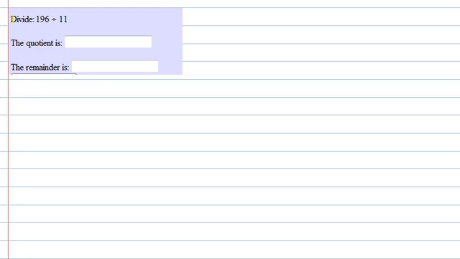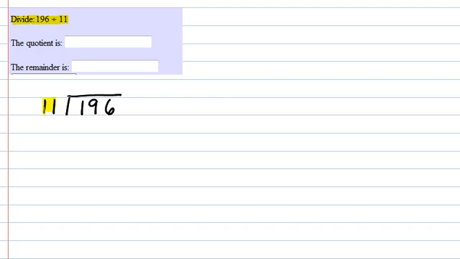Here's a problem where we're asked to divide 196 by 11. So we're going to be doing long division. So let me rewrite the problem. 196 is the dividend and 11 is the divisor. So we're dividing 11 into 196. So the process goes like this.